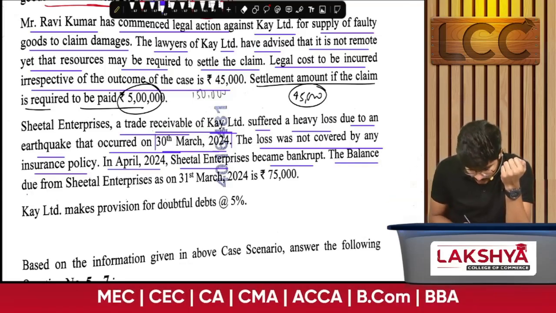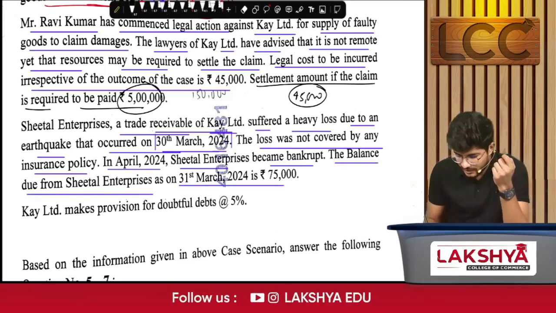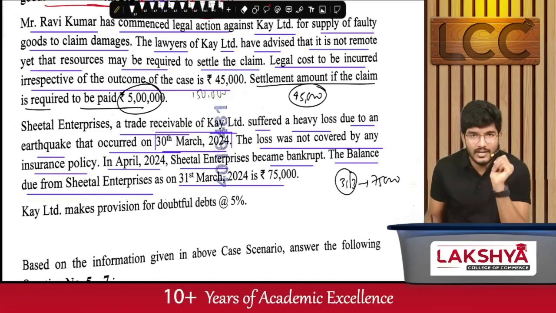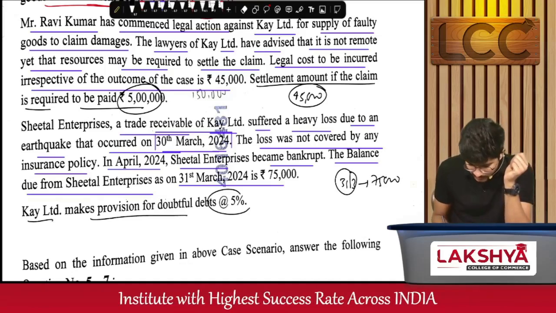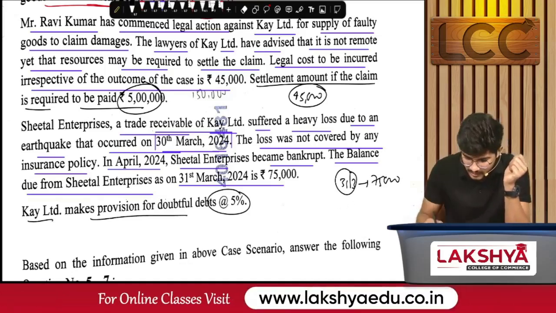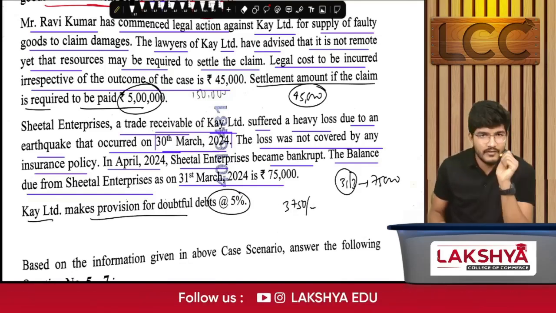So the balance due from Sheetal Enterprises as on 31st March 24 is 75,000. So on the date of the balance sheet, we have 75,000 balance to be received from the debtor. K Limited makes a provision for doubtful debts of 5%. So K Limited has already made a provision for doubtful debts of 5%, that is 3,750. This is the information given in the question.